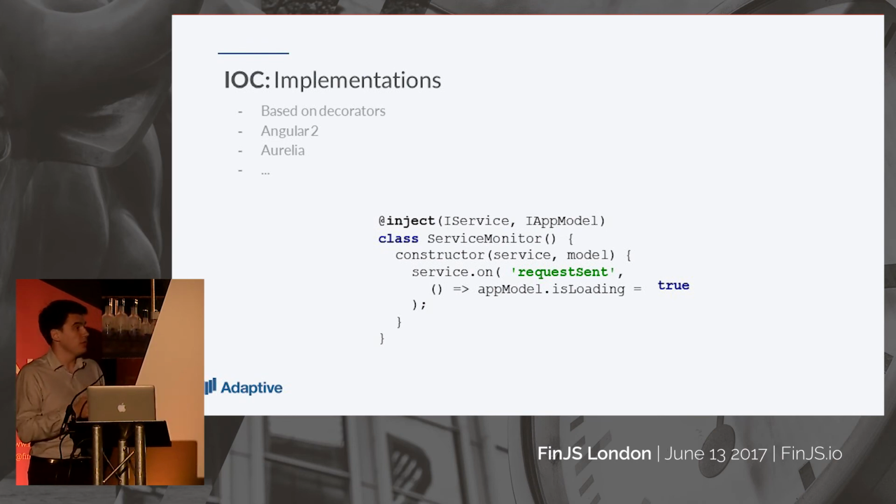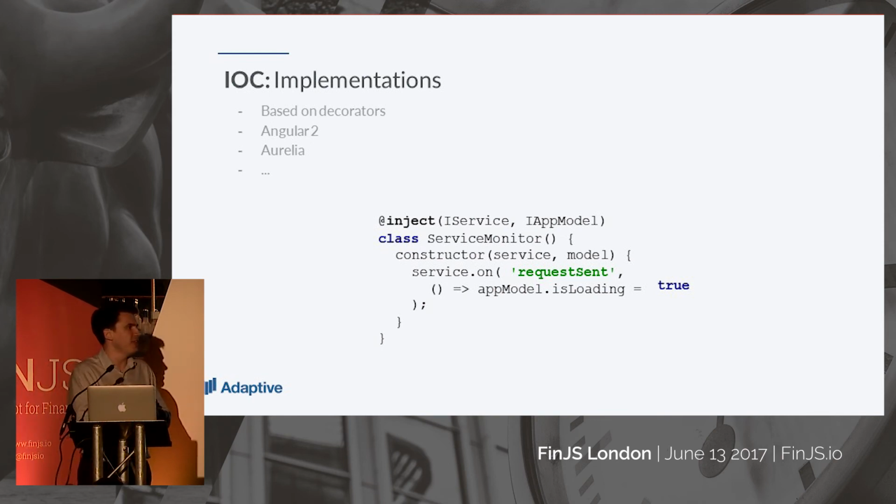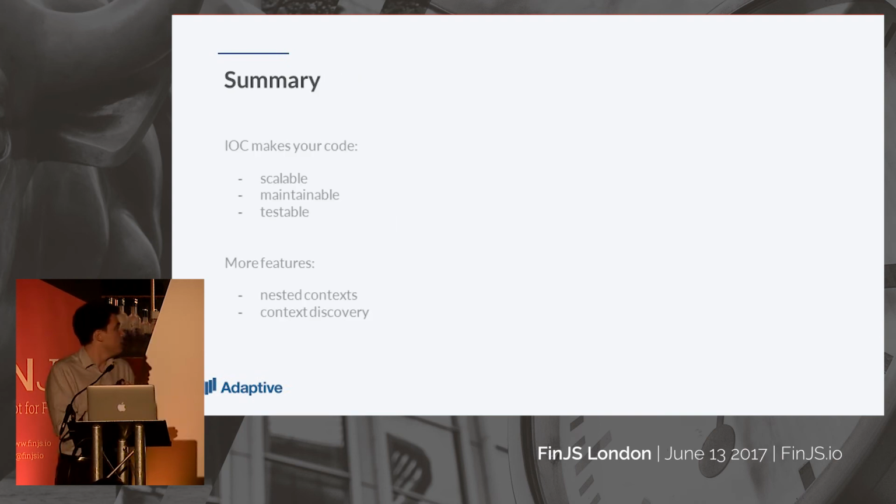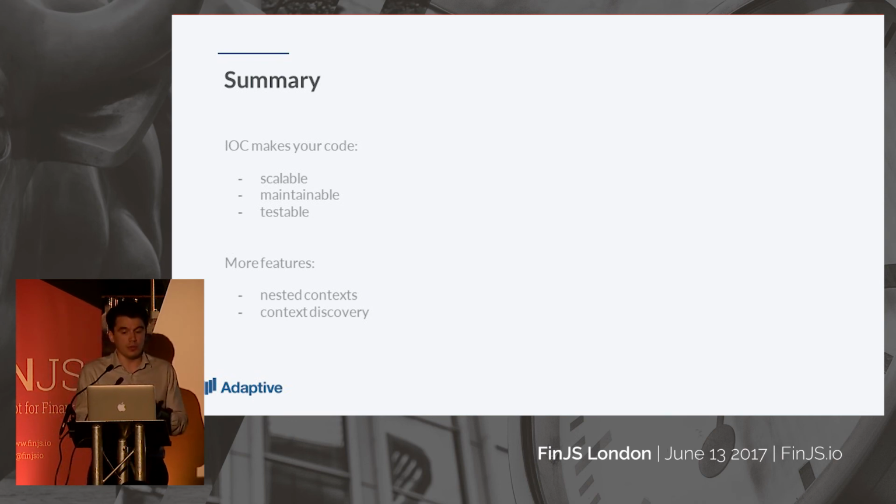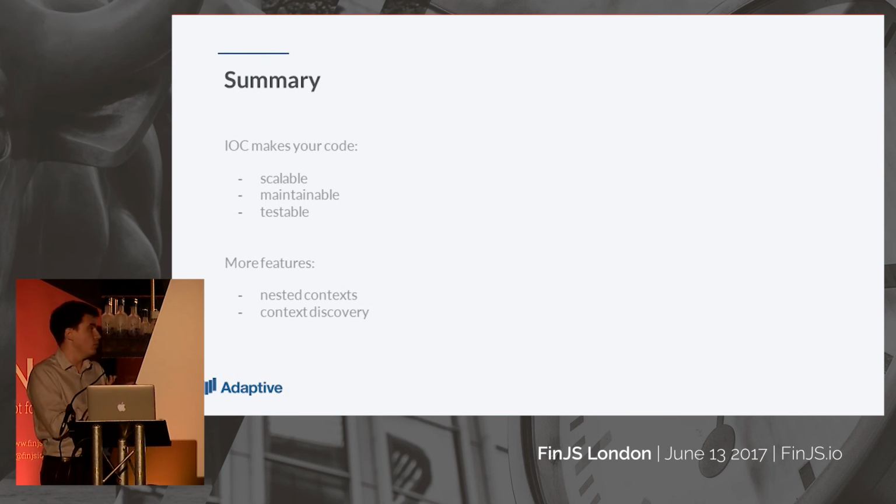There are multiple implementations of the IOC containers based on the decorator pattern. It's Angular 2, Aurelia I mentioned today, and there are multiple others. It works. At Adaptive, we're using a TypeScript IOC container in production enterprise applications. It simplifies dramatically the way we write code. And I would encourage you, if you're not doing that, to at least research it and see how it would help you.